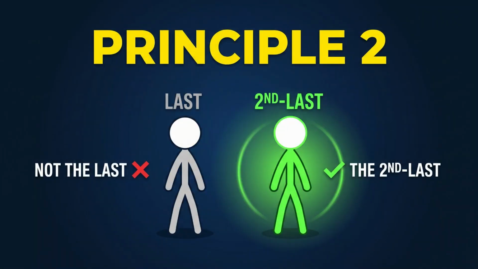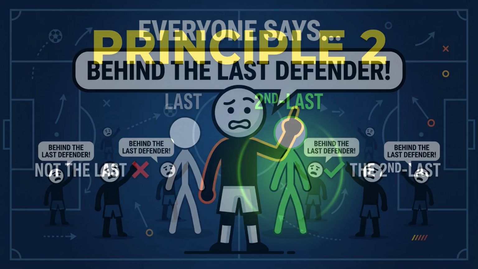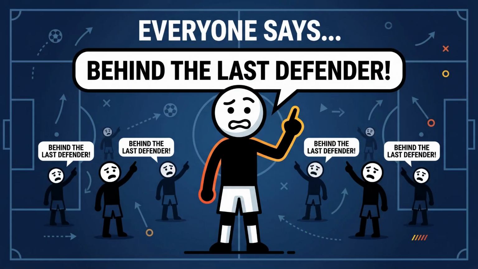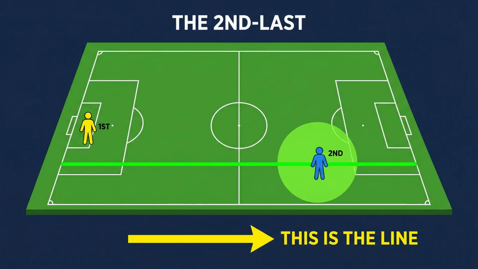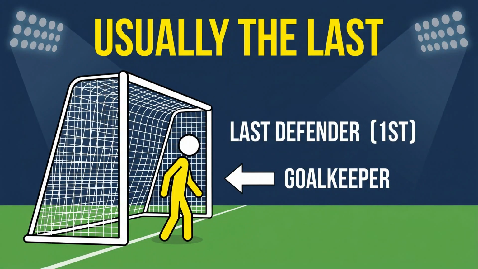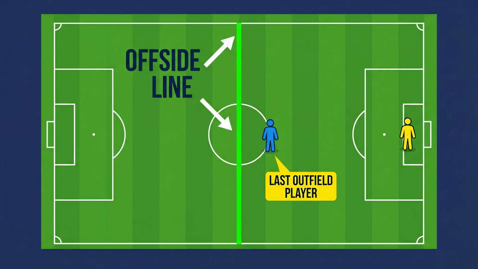Principle 2. The second-to-last defender, not the last. Everyone says behind the last defender. Wrong. It's the second-to-last. Why? Because the goalkeeper is usually the last defender, so the offside line is the last outfield player.